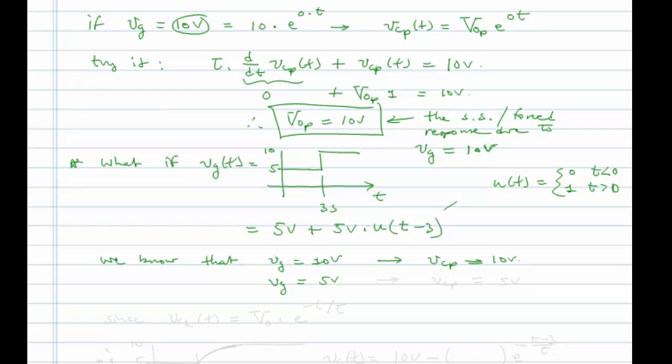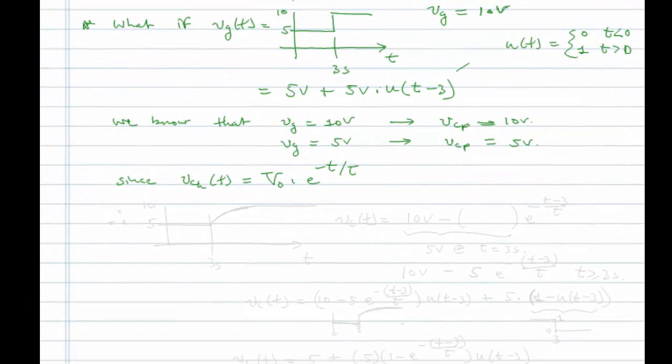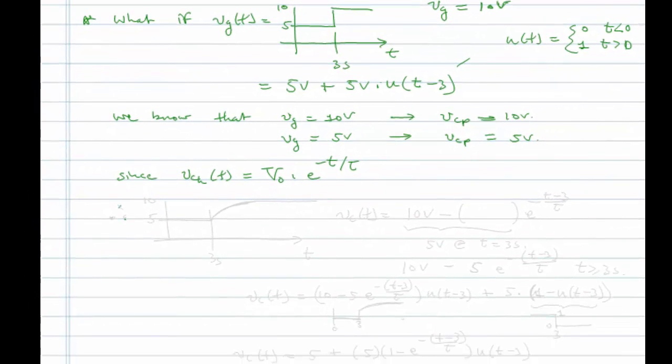And Vg equal to 5 volts will lead to a particular response of 5 volts. The only thing we don't know is if Vg goes from 5 volts up to 10 volts, how does the capacitor voltage respond? How does it get from 5 to 10? Well, the way it gets between the two is captured by the natural response. So we found that since Vch, the homogeneous response, is of the form some constant times e to the minus t over tau, we can therefore claim that Vc is going to look like this.